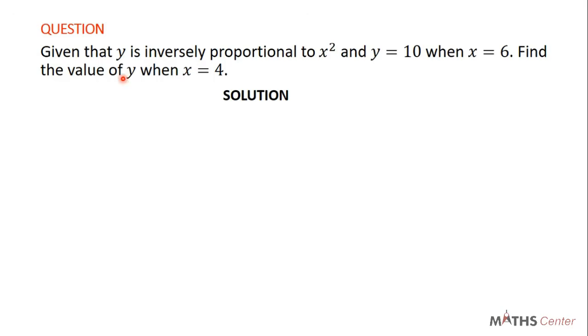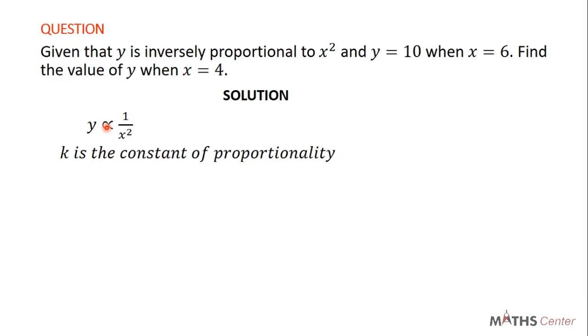So we are being told that y is inversely proportional to x squared. That means that y is proportional to 1 divided by x squared. Now, we know that in order to work with this expression, we need to change the proportionality sign to an equal to sign. And in order to do that, we introduce a constant of proportionality. So if k is the constant of proportionality, then we can say that y is equal to k times 1 divided by x squared. And this will give us y is equal to k divided by x squared. We can now work with this expression.